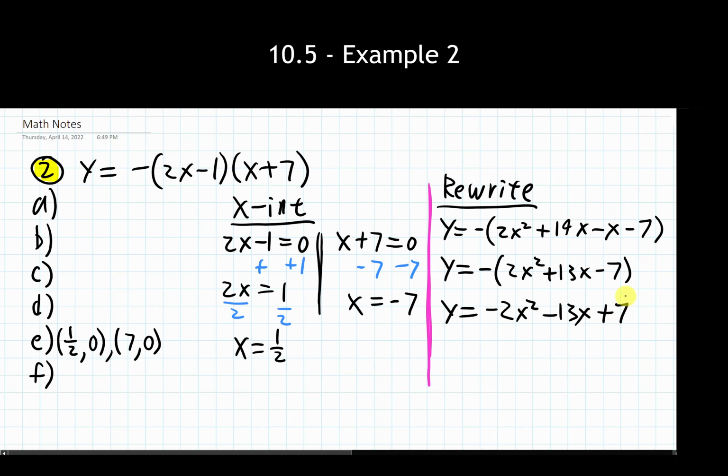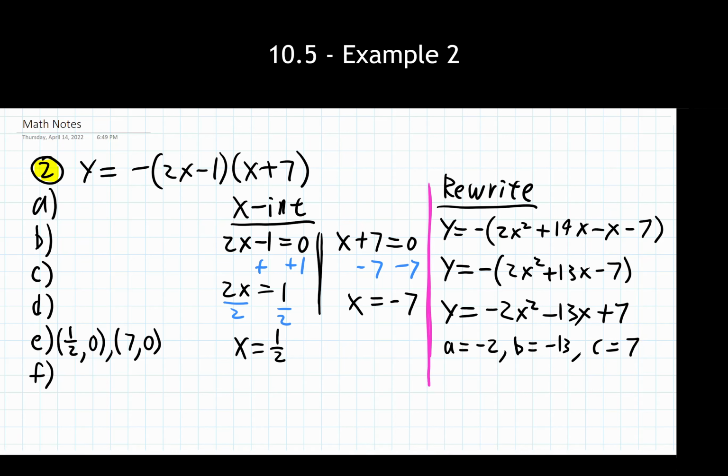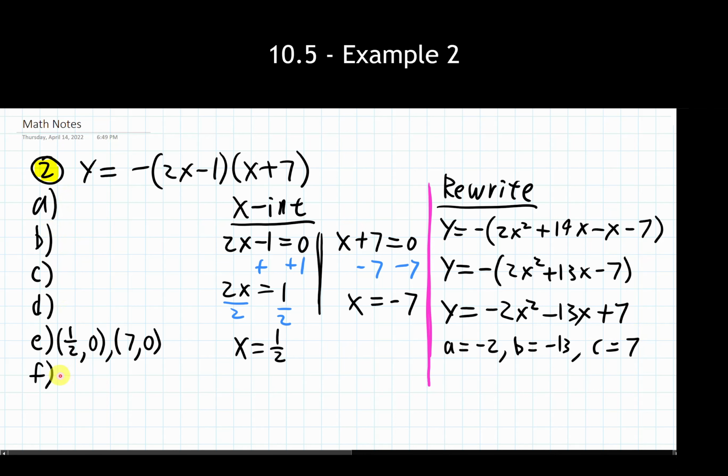Great. So now I have this in standard form. And when I get that, I always like writing out my a, b, and c values. So a is -2, b is -13, and c is equal to +7. Excellent. Now I can start answering parts a, b, c, d, and f from this form.